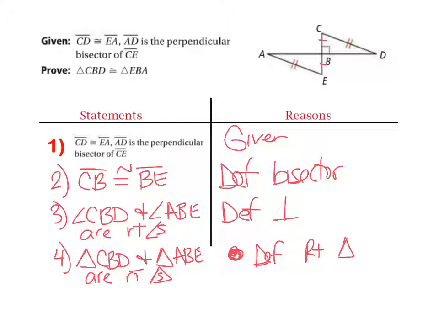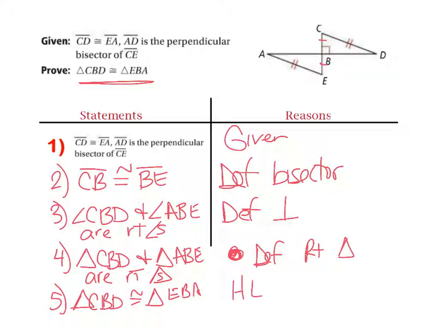Now I have what I need. Got the right triangles, got the two congruences. Come back and I can say that the triangle CBD is congruent to triangle, I'm going to switch this up, the order. I always want to go back to what it was given because they for sure have it in the right order. EBA. And my reason? Hypotenuse leg.